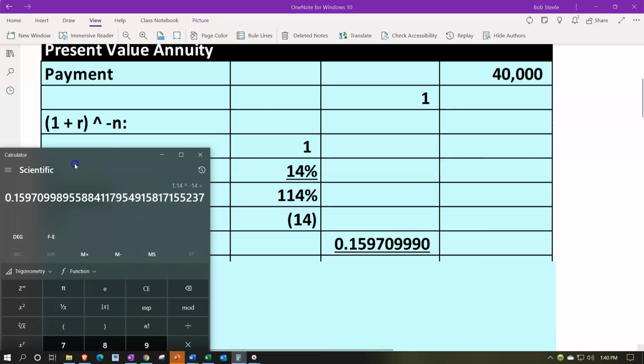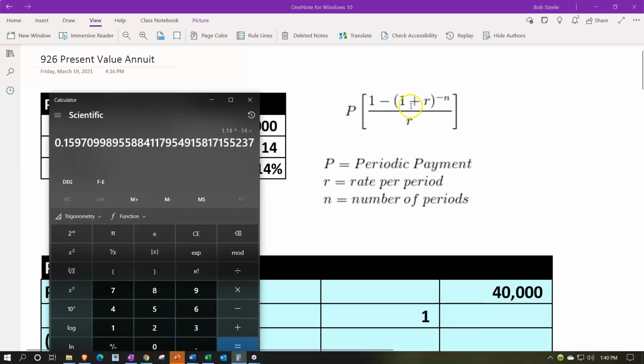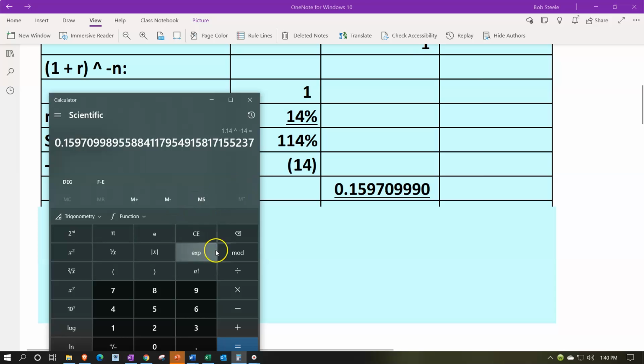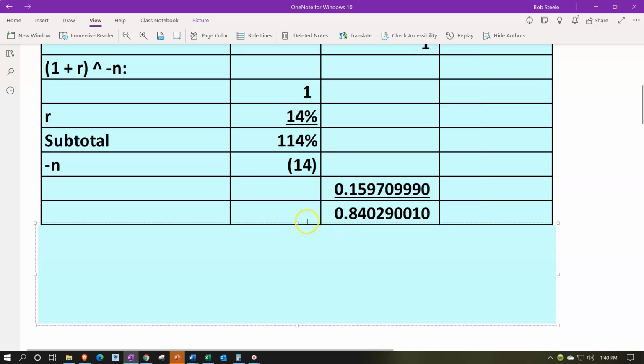If we subtract that from 1, because now we're up top here, we're going to take 1 minus that. That'll give us the full numerator. We've finally got to the numerator once we do this. So I'm going to take that minus 1, and that's going to give us 0.84029 and so on. It's not negative because it's really 1 minus that number. And there we have that number.